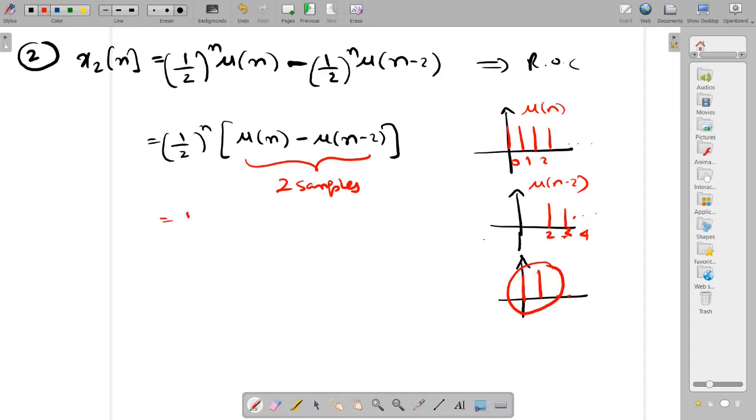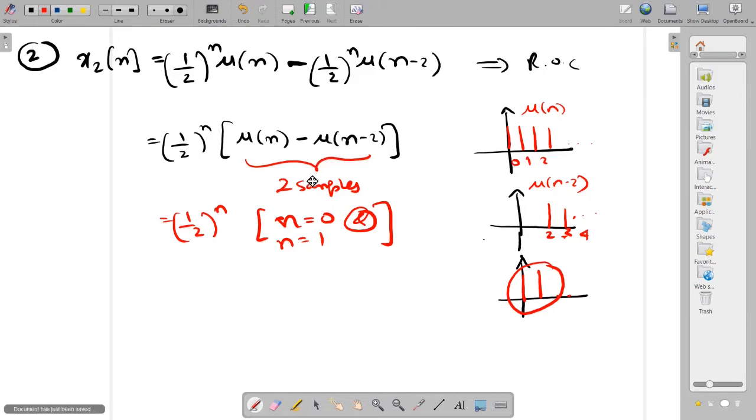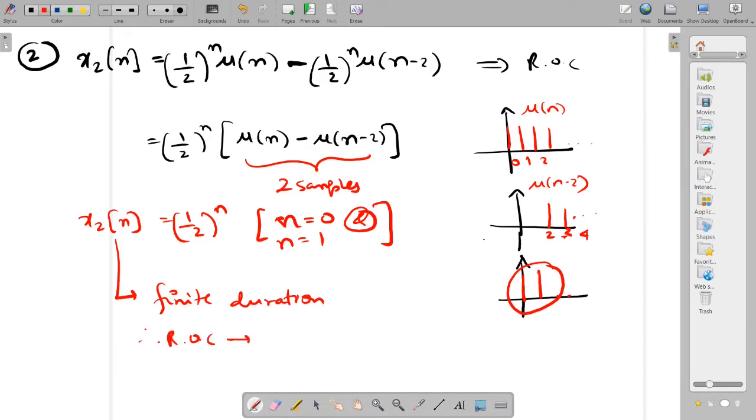Okay, so the same as half raised to n. So what values of n? n equal to 0 and n equal to 1. Right? So u of n minus u of n minus 2 gives us 2 samples. So this x2 of n is only for 2 samples, 0 and 1. So what can I say? x2 of n is a finite duration signal. Therefore, what is the ROC? ROC is the entire z plane.